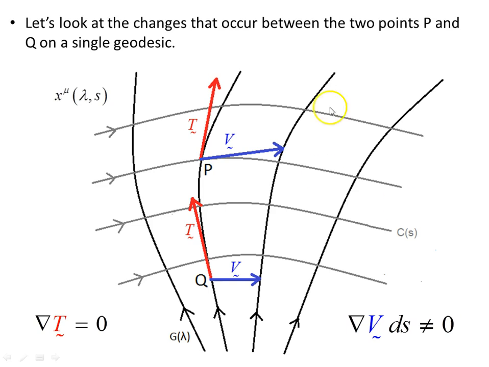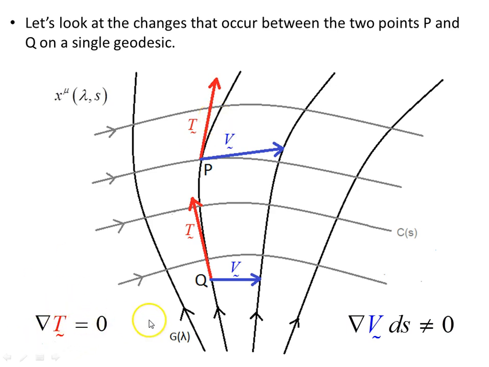Alright, so let's look at the changes that occur between the 2 points P and Q on a single geodesic. If we notice here, here's a tangent vector in red, and from Q to P there, the tangent vector is parallel transported, so it satisfies the condition that the covariant derivative of t is 0. So this magnitude and direction is held constant as it's moved by infinitesimally small steps along this geodesic. Slowly along we go, little bit by little bit, holding the magnitude and direction constant, and that's parallel transport.